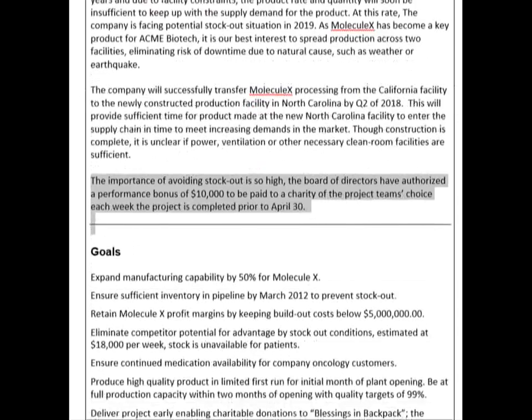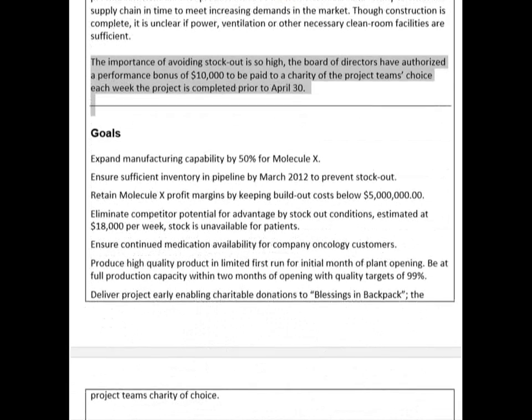Now, let's take a little bit further look at our goals. And our goals here become the rationale or the justification for the project. We're going to expand manufacturing capability by 50%. It's measurable. We're going to ensure sufficient inventory by March 12th. Again, it's measurable, and that should be March 2018. I apologize. We're going to retain our profit margins, keeping build-out costs below $5,000. Now, we've got a budget constraint here as well.